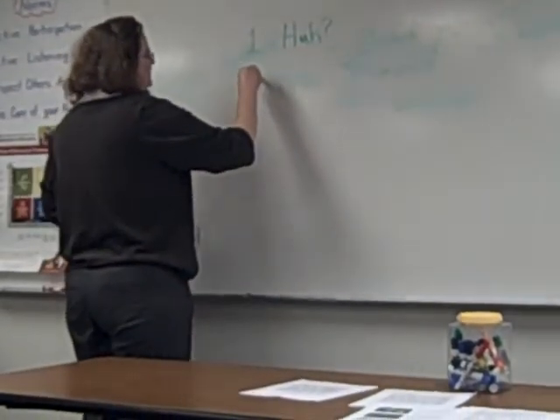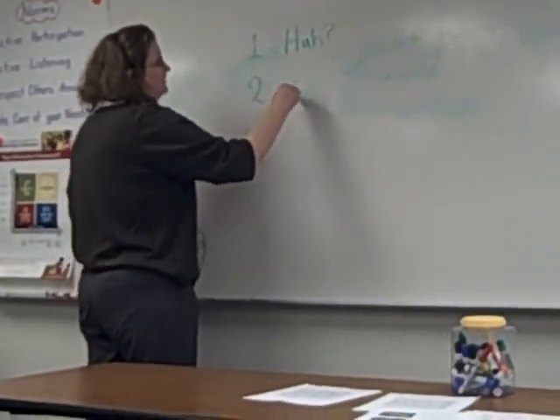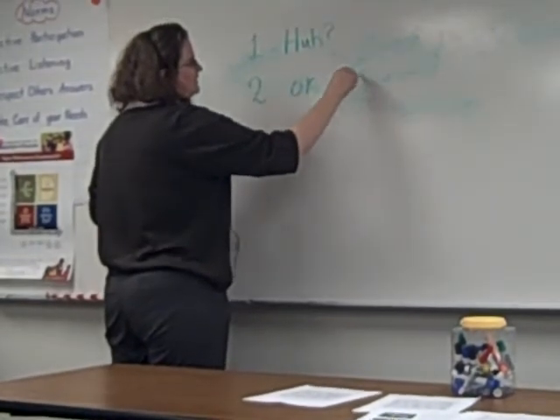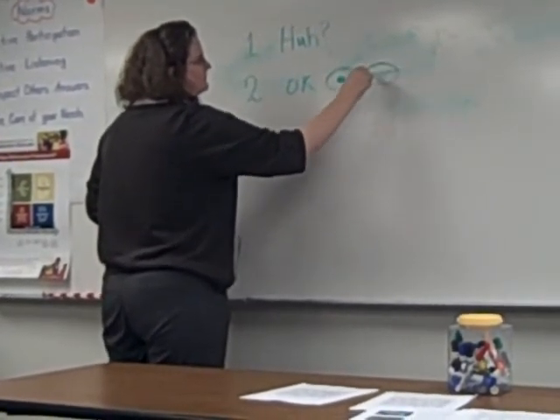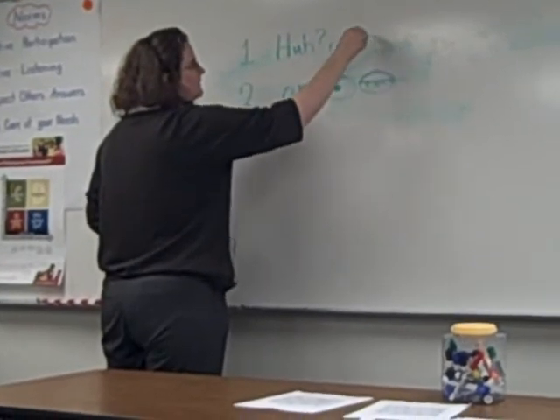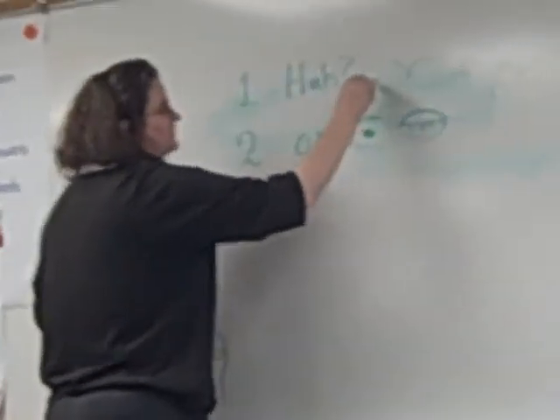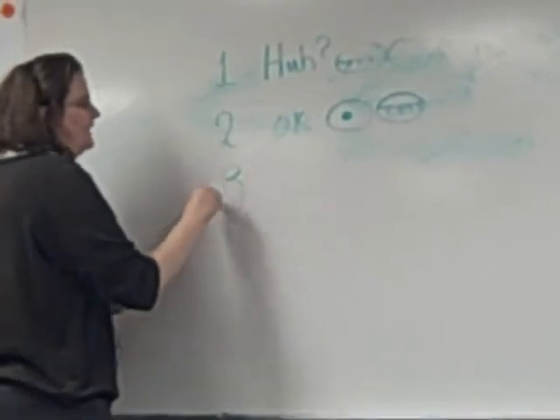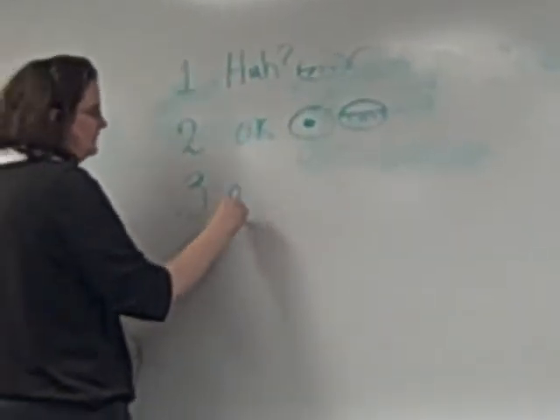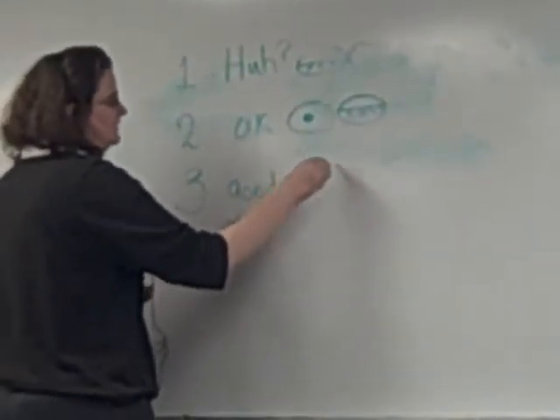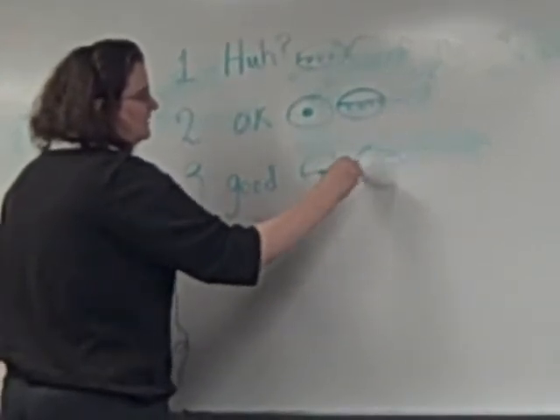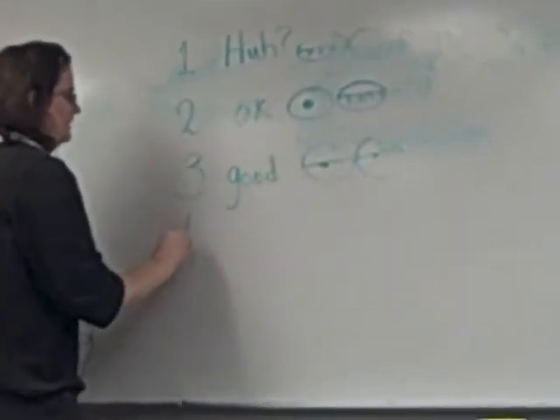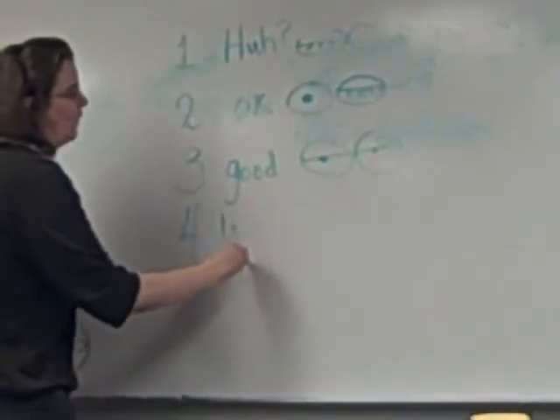If you're looking at a two, it's okay. The reader can see part of it. The eyes are closed here. When you're looking at a three, this is good. It's good. The reader is starting to be able to see. Do both. When you're looking at a four, it's a wow.